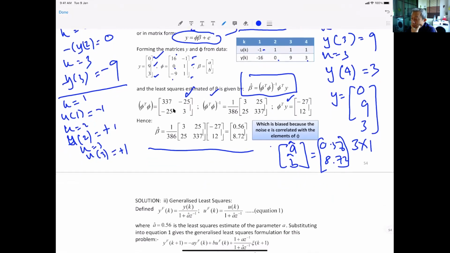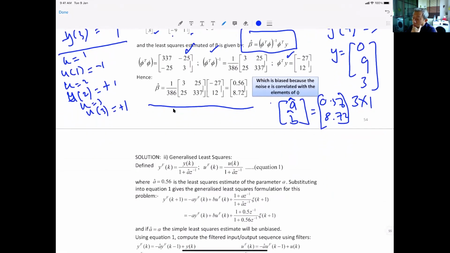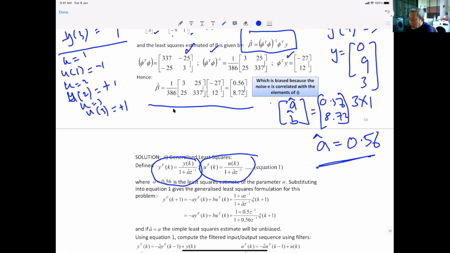Right. So we finish the simple least square, and we need to use this A in our next calculations, which is estimated A, or A cap, equal to 0.56. So the generalized least square in filtered form, as we learned before, is y filtered equal to y divided by 1 plus A cap z minus 1. And for the input, u f k is equal to u k divided by 1 plus A cap z minus 1. So it is using the A cap value. This value is very important.